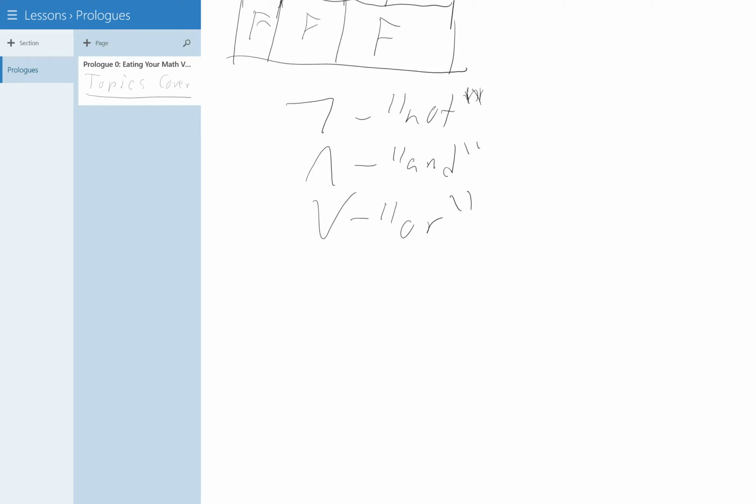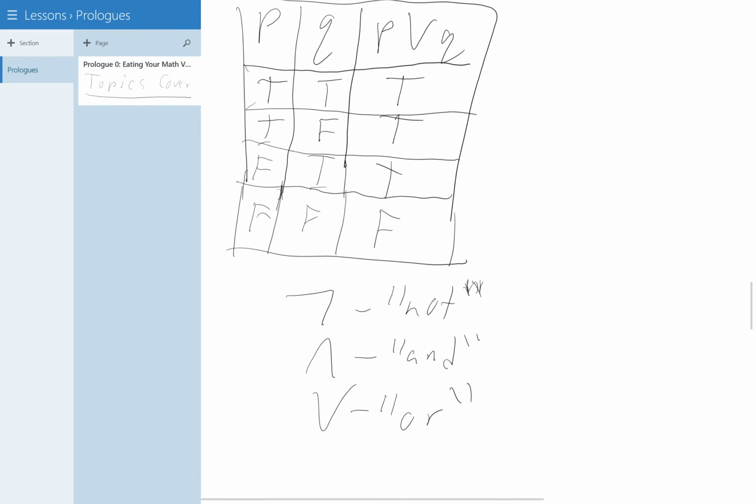What I mean is the notion of an exclusive OR. As you can see, this is an inclusive OR. What do I mean by that? It means that as long as one of these is true, this is true.